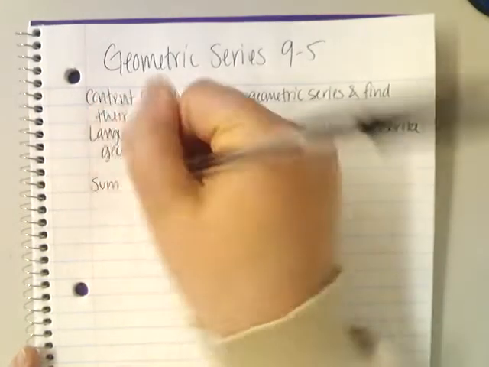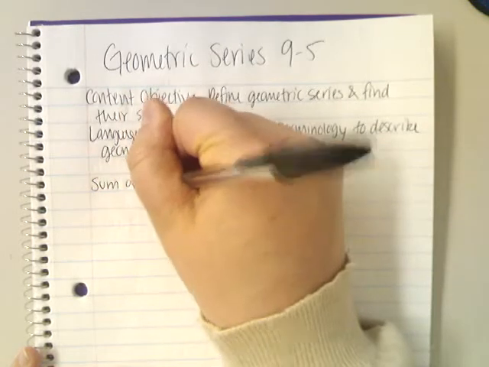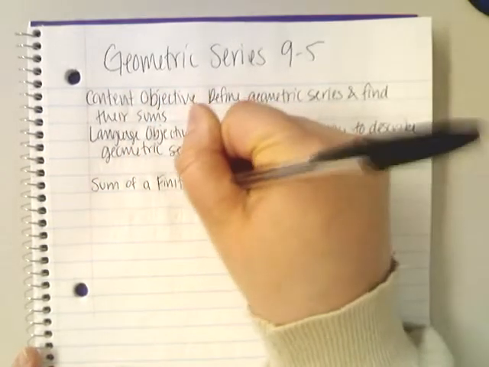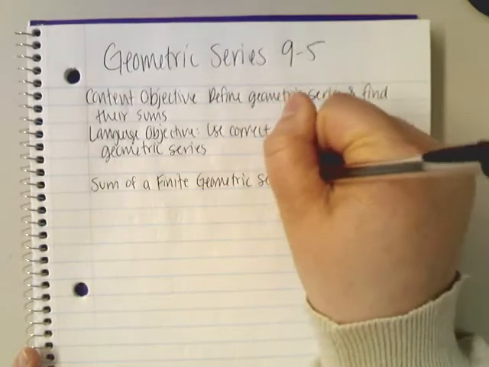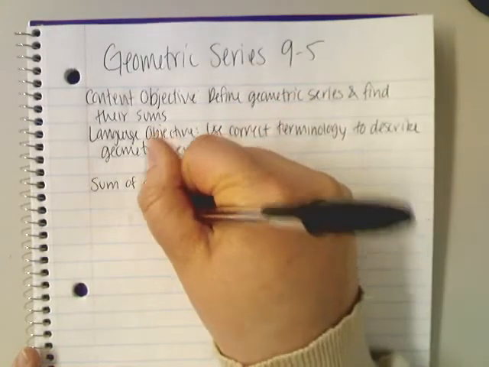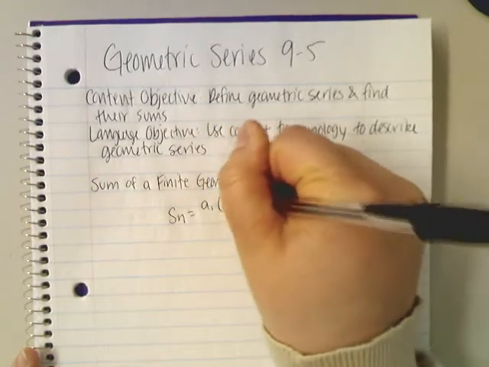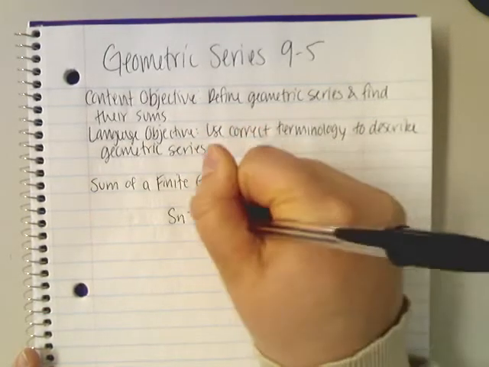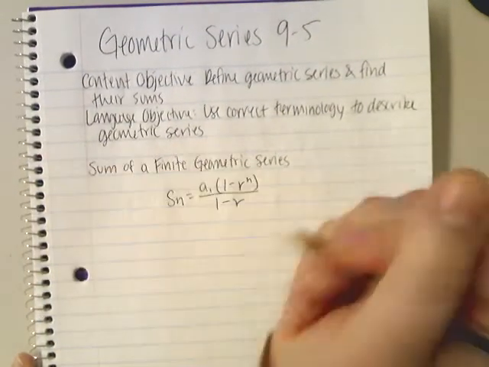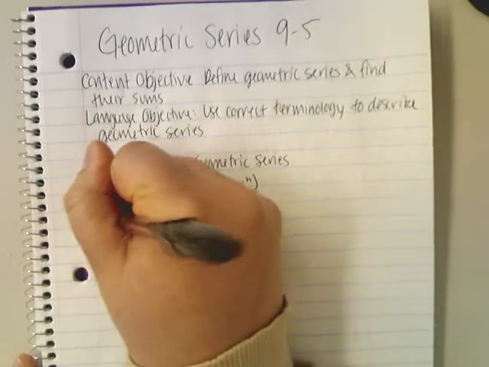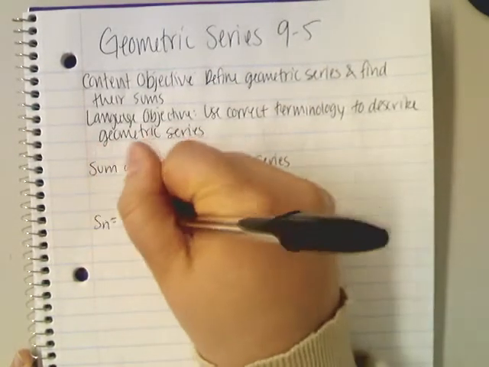So we're going to jump right into the formula to find the sum of a finite geometric series. And we have Sn is equal to a1 times parentheses 1 minus r to the power of n, all over 1 minus r. I'm going to define these variables for us again, even though you probably recognize them all at this point. Sn is the sum to the nth term.